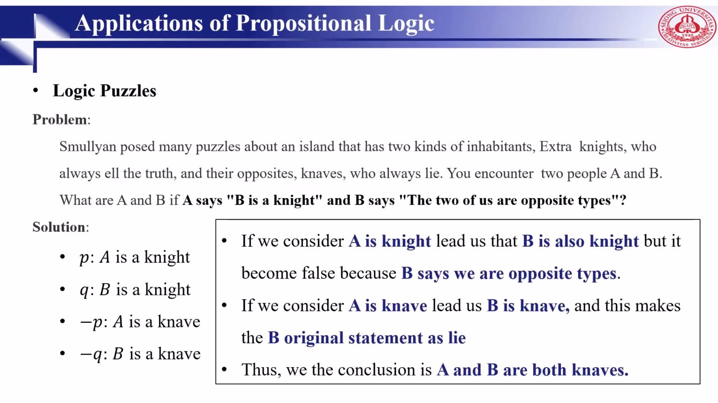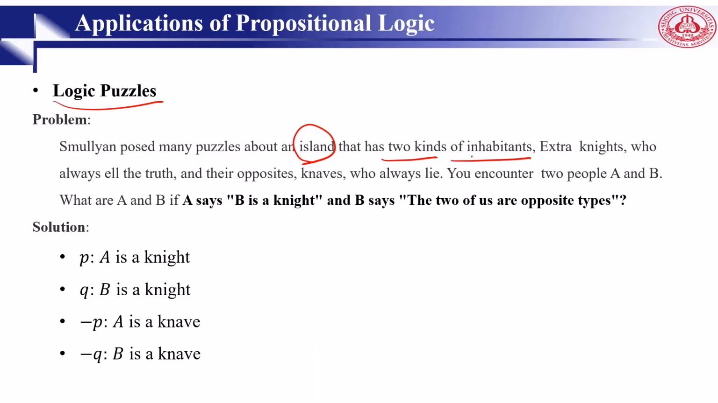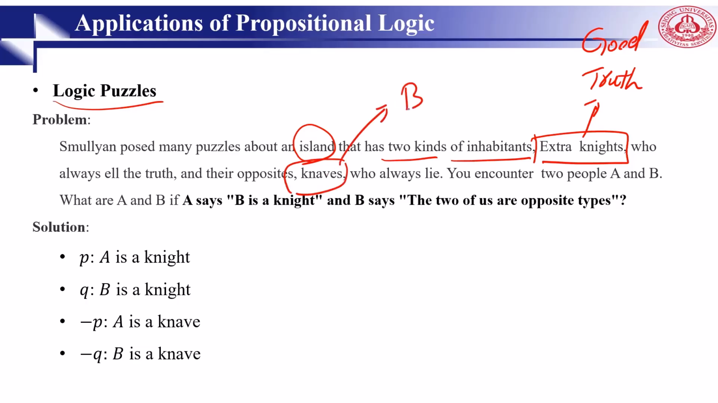Knights and knaves is a type of logical puzzle where some characters can only answer questions truthfully and the others only falsely. What does it mean? Consider there is one island and two kinds of people there. Some of them are knights. Knights always say the truth. They are good people. And some are knaves. Knaves are bad people. Because these people are always telling the truth, these people are always liars.